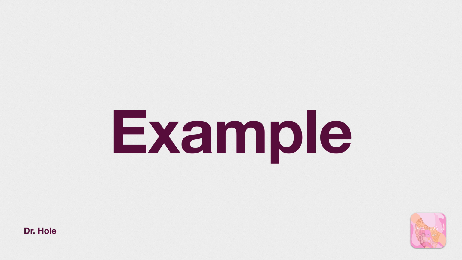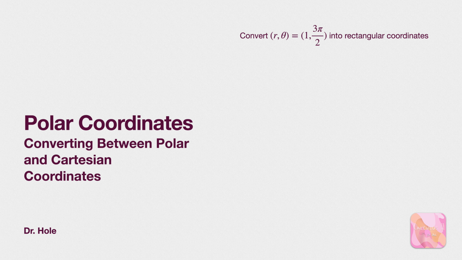Okay, so we've done examples of going from rectangular to polar. Let's go the other direction. Polar r thetas into rectangular x's and y's. Note we have an r value of 1, a theta value of 3 pi over 2, and the instruction is to go from polar to Cartesian. So we have r's and thetas, and we want to produce an x.